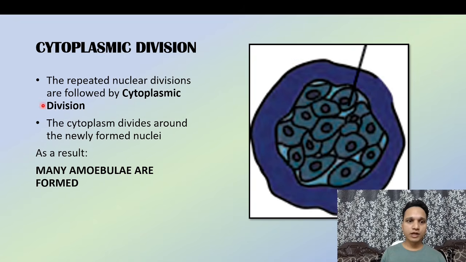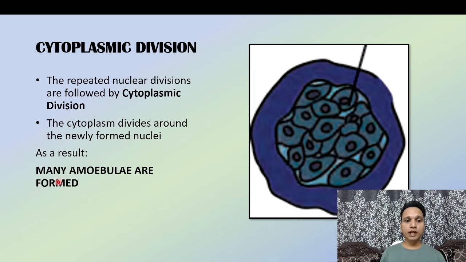The repeated nuclear divisions are followed by cytoplasmic division. The cytoplasm divides around the newly formed nuclei, the nuclei which were formed in the previous step. After the nuclear division, the cytoplasm will divide and form a complete cell around each nucleus. In this diagram, you can clearly see that there are nuclei inside and there are cells now. After cytoplasmic division, there are multiple cells inside this cyst.